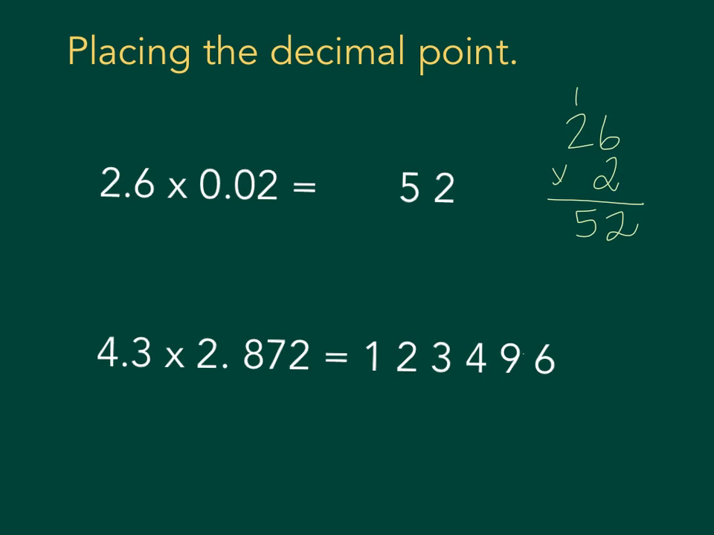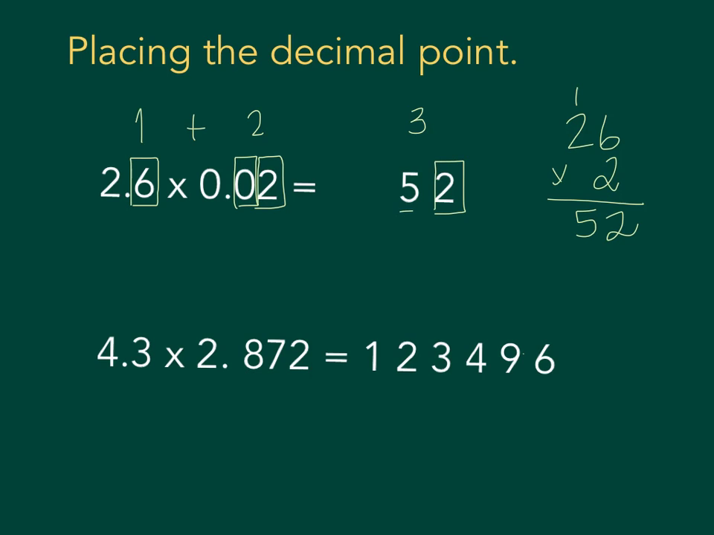Now let's look at how many decimal places I should have in my answer. I'm going to count decimal places in my factors first to help me figure that out. So here's 1 place after the decimal in 2 6/10, and here's 2 in 2 hundredths. So in total, I should have 3 decimal places in my product. So I'm going to start counting to the right of 52.